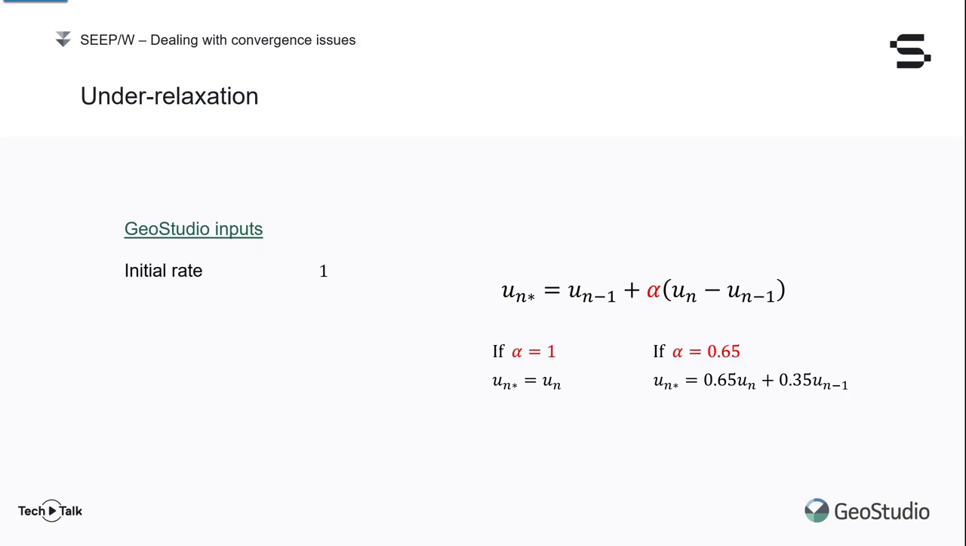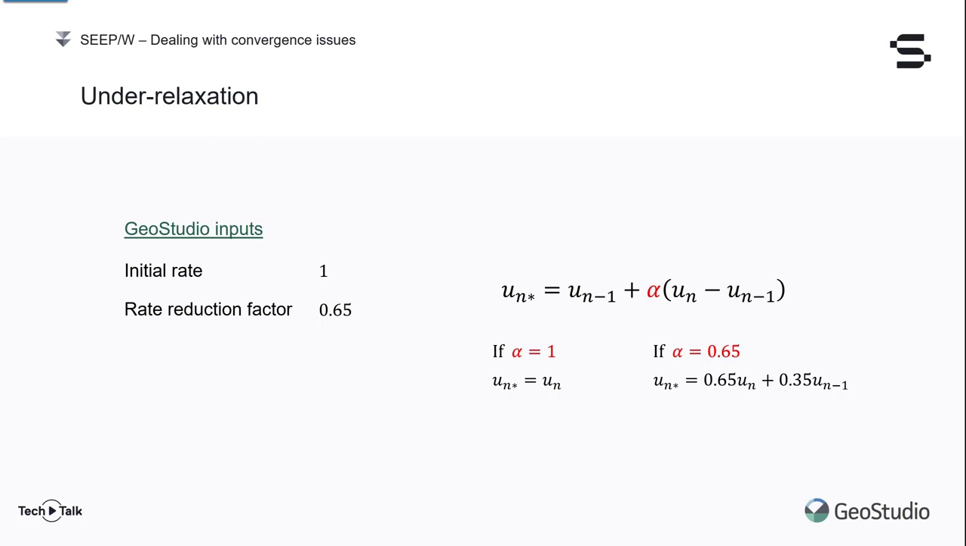The initial rate will define the initial value of alpha. By default, this value is set at 1, meaning that the under-relaxation scheme is initially turned off. However, after a set number of iterations, alpha will be multiplied by a rate reduction factor to reduce its value in order to reduce the changes from iteration to iteration.